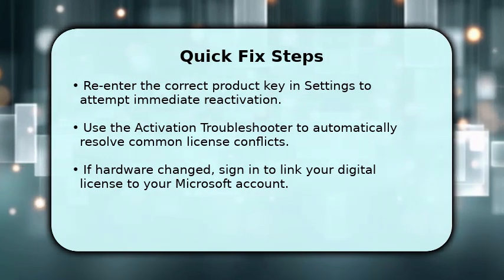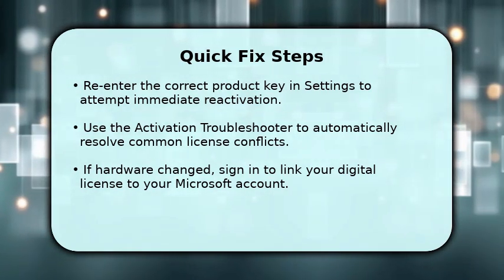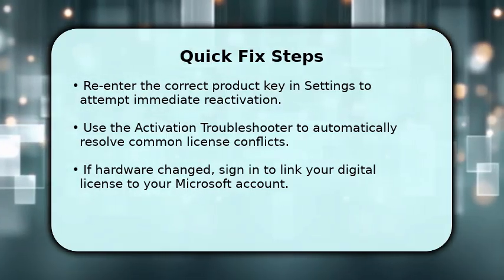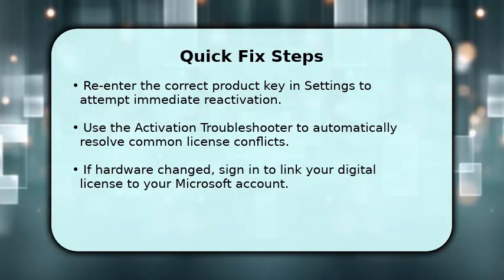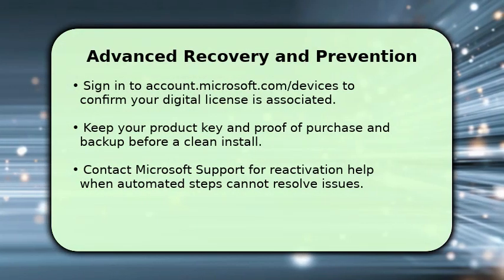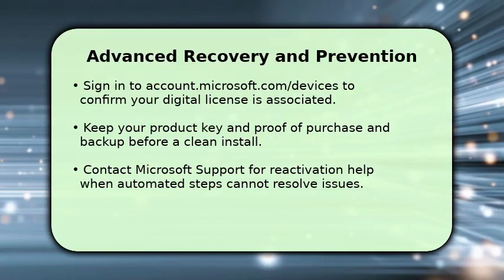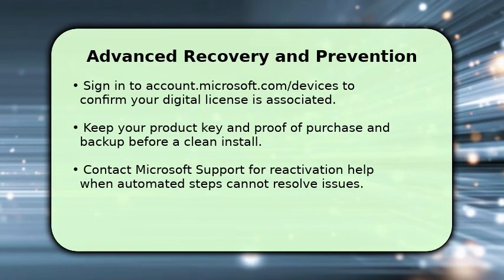If activation still fails, run slmgr /ipk followed by your product key to reinstall the key and then slmgr /ato again. Sign in to your account at account.microsoft.com/devices to confirm your digital license is associated with your device.